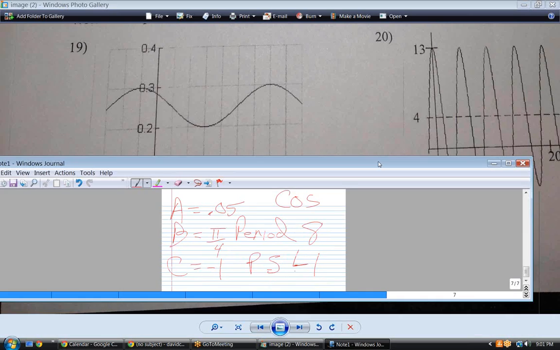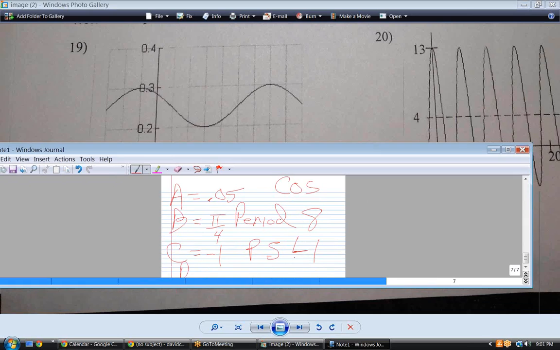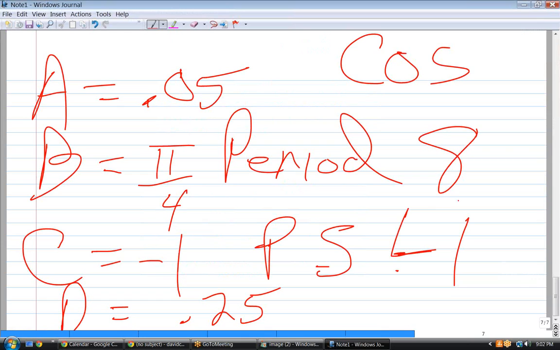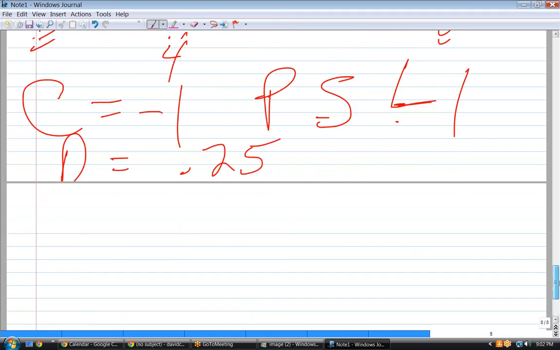What is D? Take your maximum, add it to your minimum, and divide by 2. So 0.35? 0.25. 0.3 plus 0.2 is 0.5. Divided by 2 is 0.25. The halfway line between 0.2 and 0.3. Okay, so we got everything we need to write our equation. Right. I mean, we've got A, B, and C, and D.